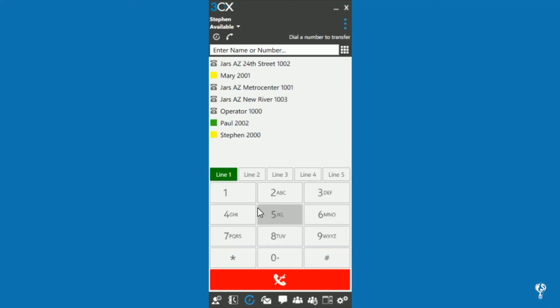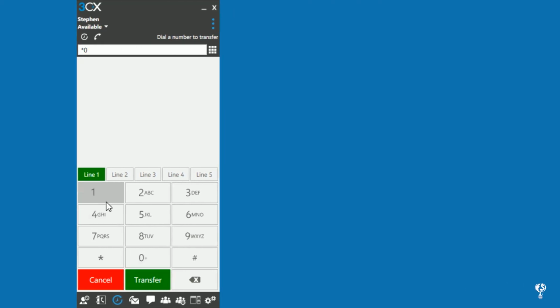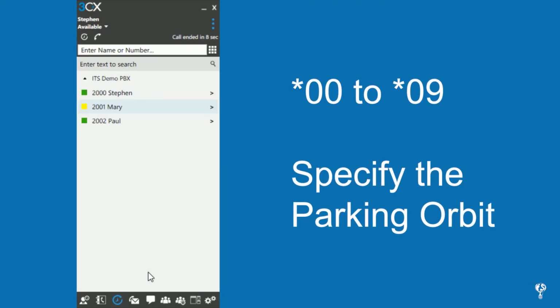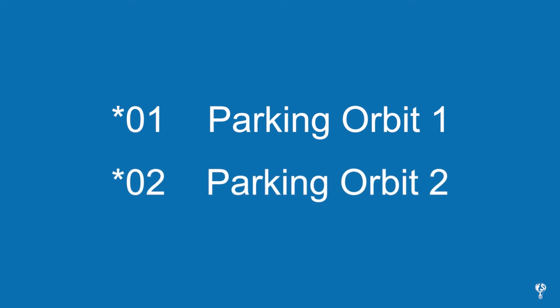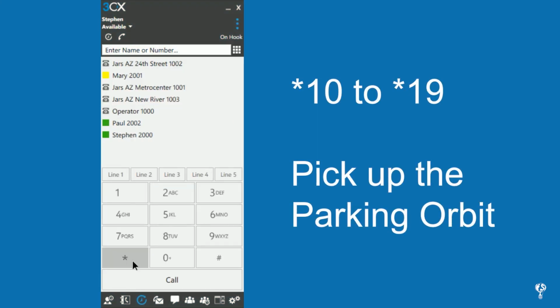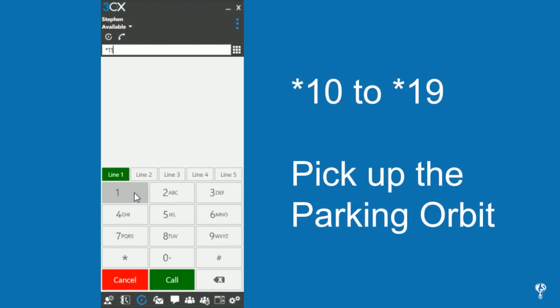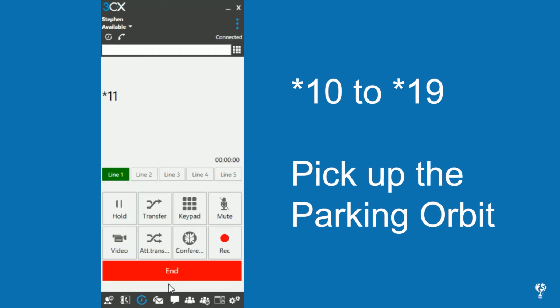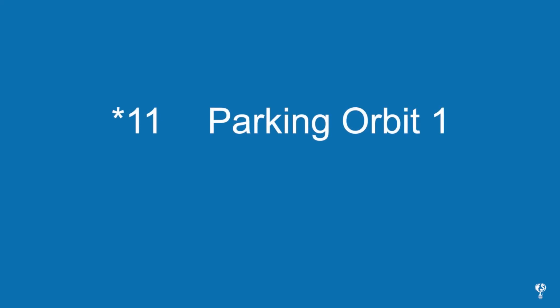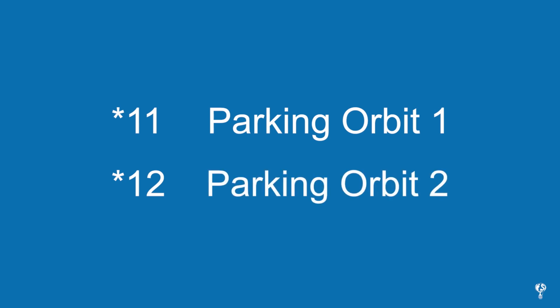To park a call, press the transfer button while in an active call, followed by *00 to 09 to specify the parking orbit. For example, *01 will place the call in the parking orbit 1. *02 will place the call in the parking orbit 2. If you want to pick up a parked call, press *10 to 19 where the digit after the 1 is the park orbit number. For example, *11 will pick up any calls parked in orbit 1, while *12 will pick up any calls parked in parking orbit 2.